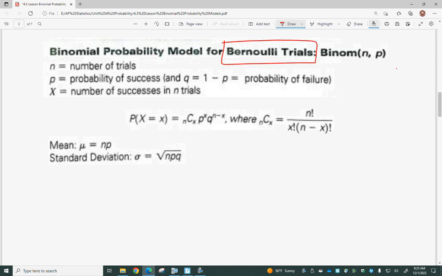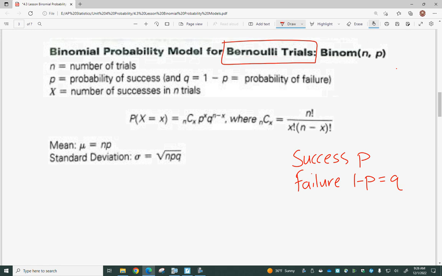We are talking about Bernoulli trials. That means a few things. We need to have two possibilities only: success and failure. Those probabilities need to be known. They need to be fixed. That means they need to not change based on going from one trial to the next. That means the trials need to be independent of each other. The result of one trial is not changing the probability of the next trial, and that would make them Bernoulli trials.